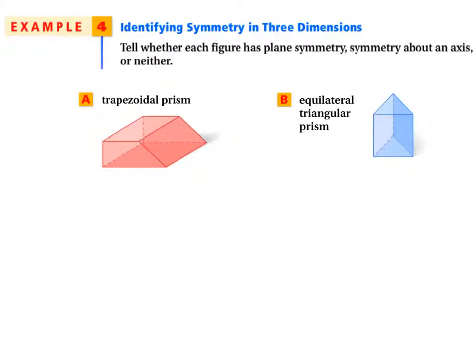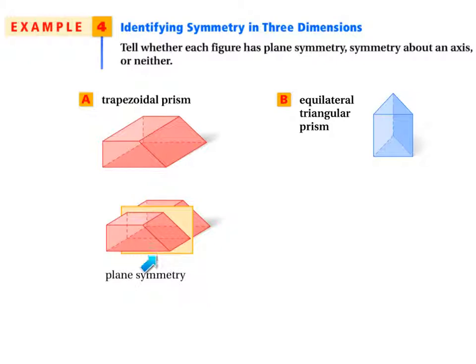All right, in example 4, our last example, let's identify symmetry within 3 dimensions. I want you to tell me if the figure has plane symmetry, symmetry about the axis, or neither. So can you take a plane and cut this 3-dimensional shape, this trapezoidal prism, anywhere that cuts it into congruent halves? Where could you cut this, or if you can? If you cut it, it does have plane symmetry. We can cut it right down the center. And therefore, this front half and the back half are congruent.